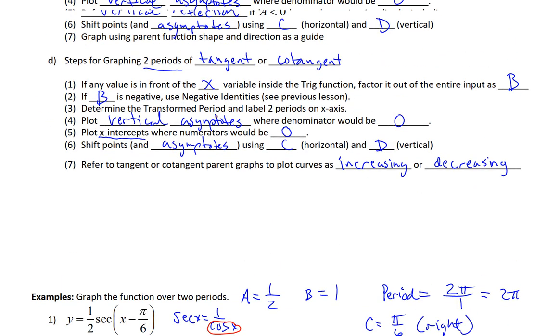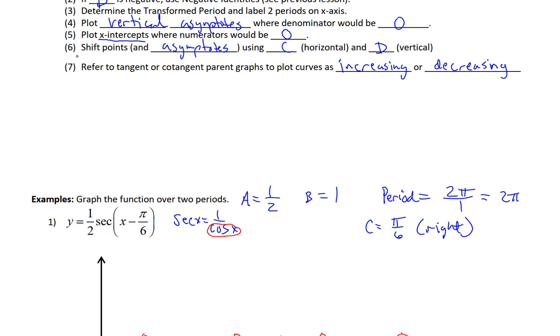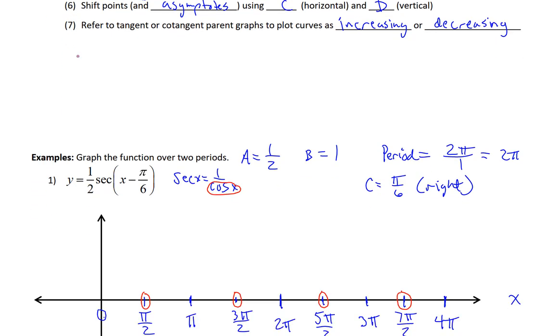What I'm talking about is where we are in our steps. You go back up here, plot the vertical asymptotes where the denominator would be 0. Okay, we did that, but then we backed off and only circled the places where that would occur. That was step 4. We'll draw those in later. Step 5, refer to sine and cosine. So this is now where we are. Refer to sine and cosine parent graphs to plot the min or max values using the amplitude, including any vertical reflection if a is less than 0, or a is negative. Well, in our case, a is positive 1/2. We have no reflection, so we won't have to worry about that.